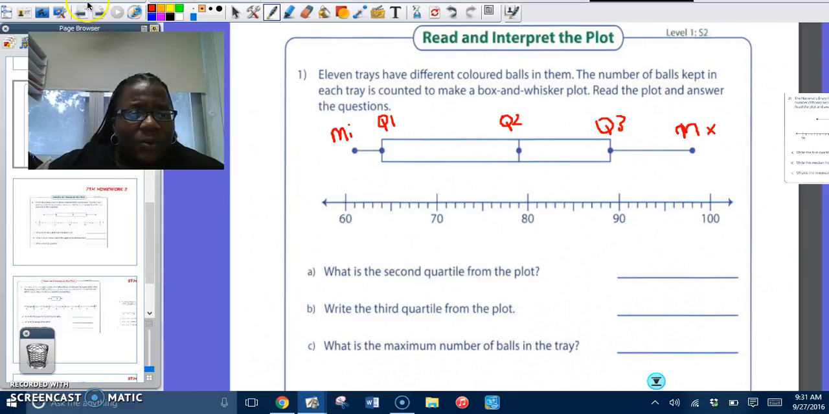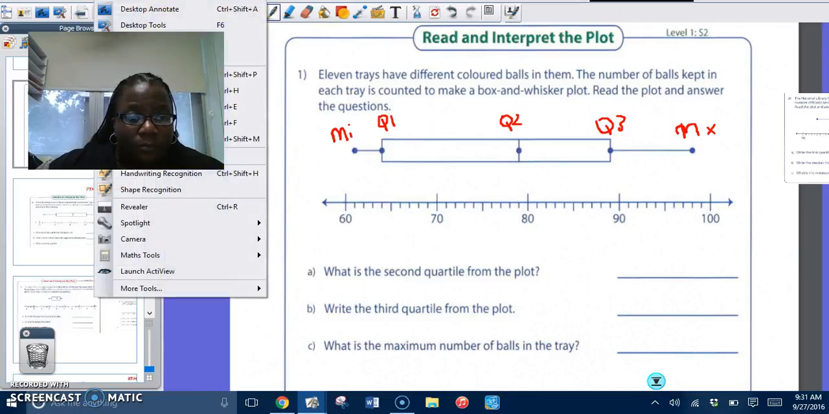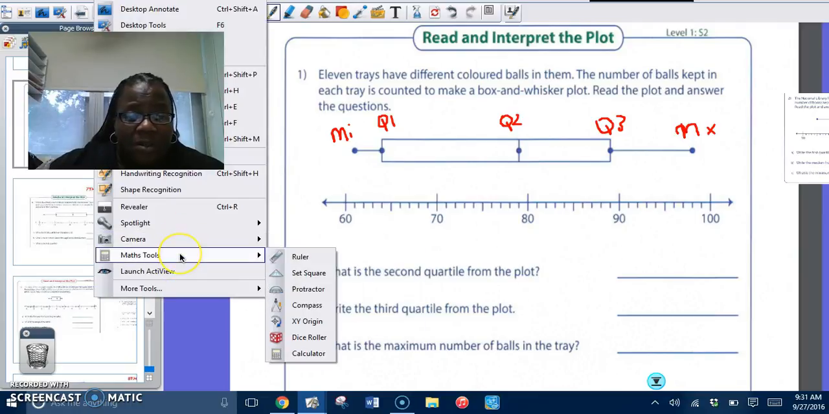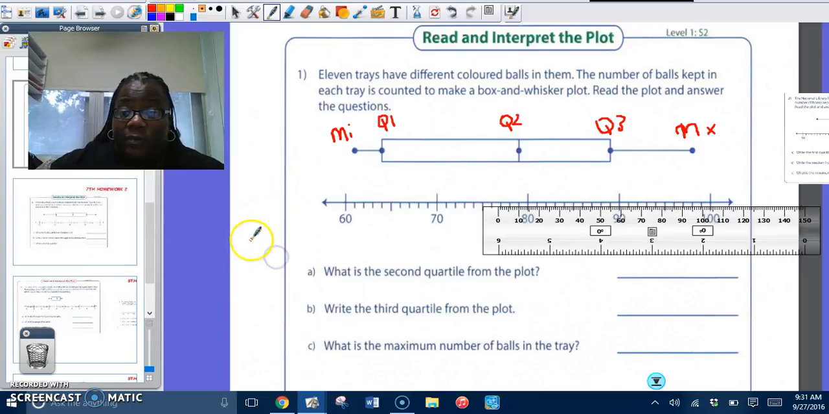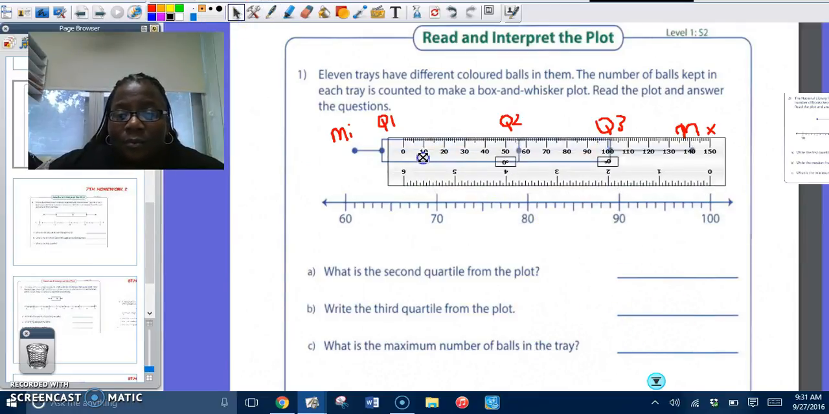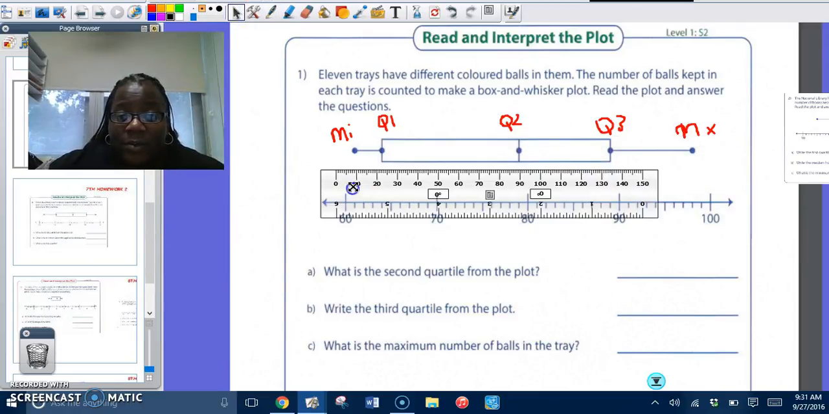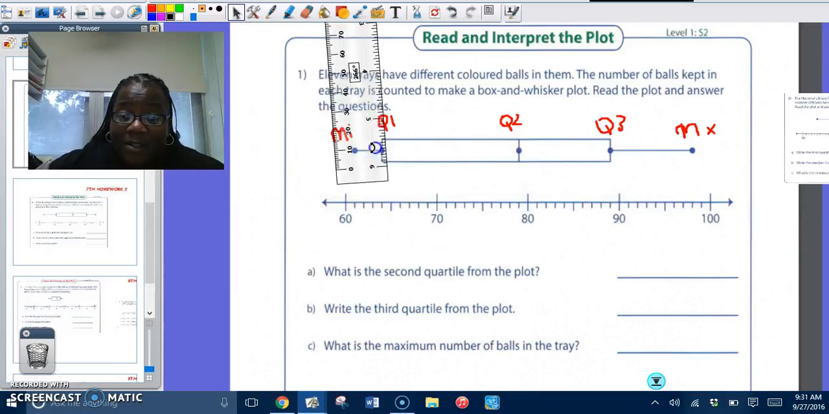I don't know if my tools here have a ruler, but I'm about to find out. Math tools. Well, look at that. Ruler. Well, ain't that something? Who knew? Can I turn the ruler around? Well, yes, I can.